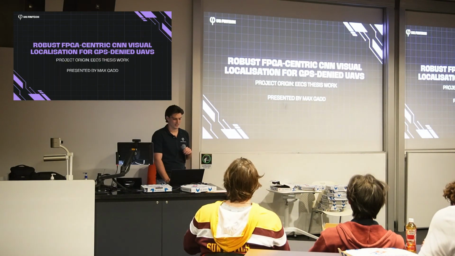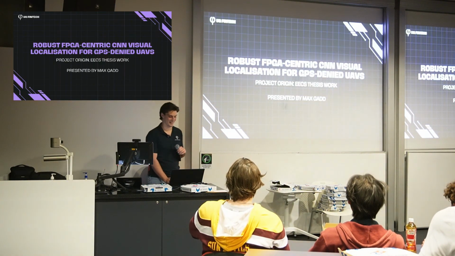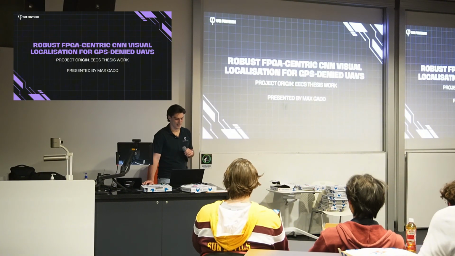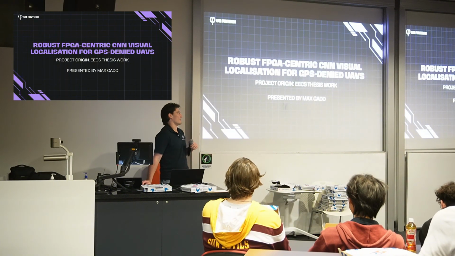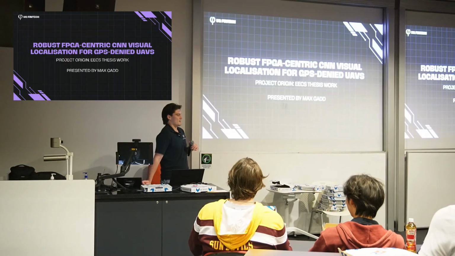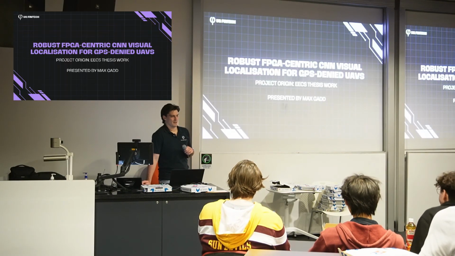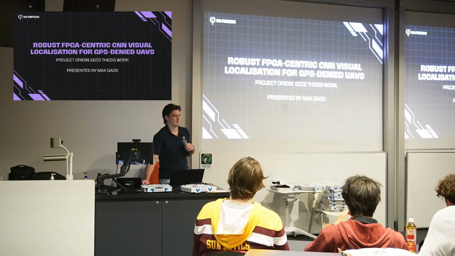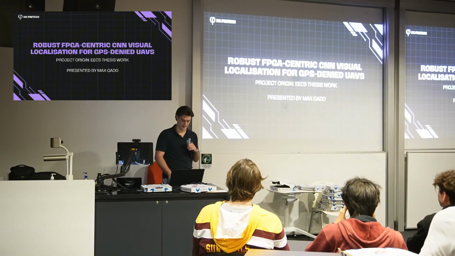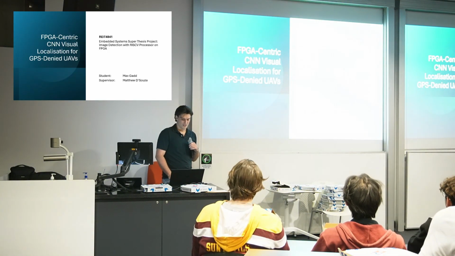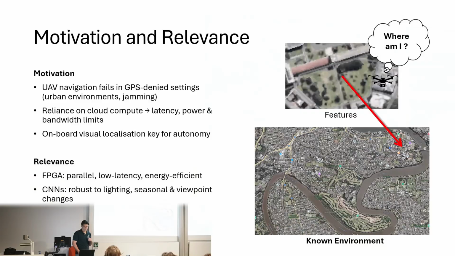So that's the full name of it. Robust FPGA-centric CNN. Basically what it means is that I need a good machine learning algorithm to run on an FPGA, and I want to use it on GPS-denied drones. So drones that don't have GPS want to use the camera to see where they are. My supervisor's Matthew Souza.